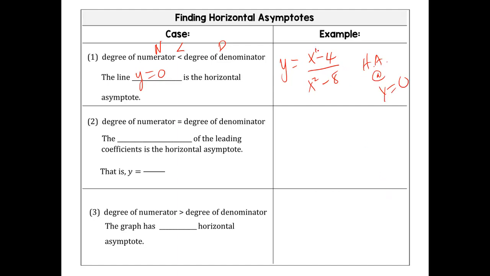Because the degree of the numerator, the highest power of the numerator, is 1. The highest power of the denominator is 2. So the numerator is smaller than the denominator. I'm going to have a horizontal asymptote at y equals 0. Okay? Now, if the degree of my numerator equals the degree of my denominator, if n equals d, then I'm going to have a ratio.